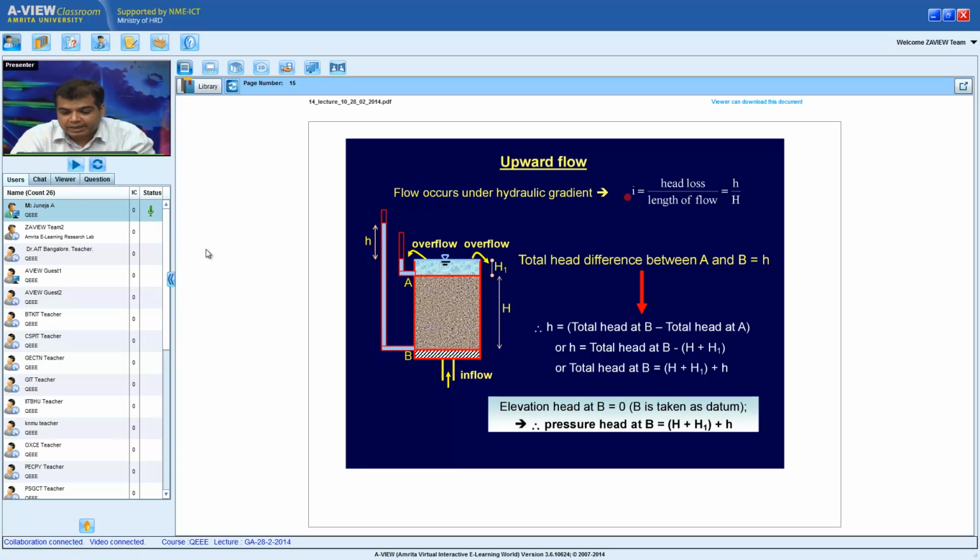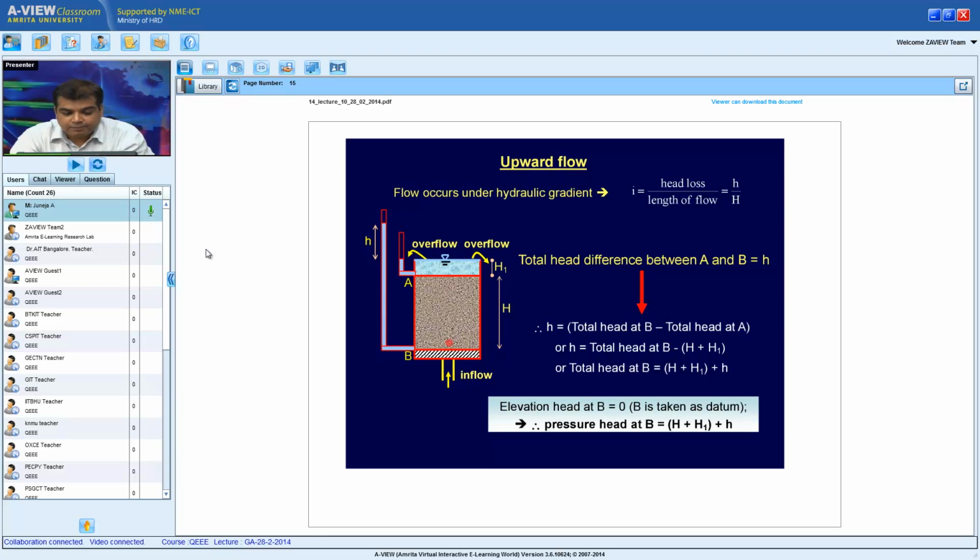Just to recap again, hydraulic gradient I is defined as head loss, small h divided by capital H. Capital H is the length over which the soil flows. What about the total head loss, or the head difference, for the flow which is upward? In this case it is upward flow, and with an overflow mechanism the small capital H1 is the height of water which is maintained. The difference in the two is the head loss, and we are going to show that this head loss is what causes the flow.